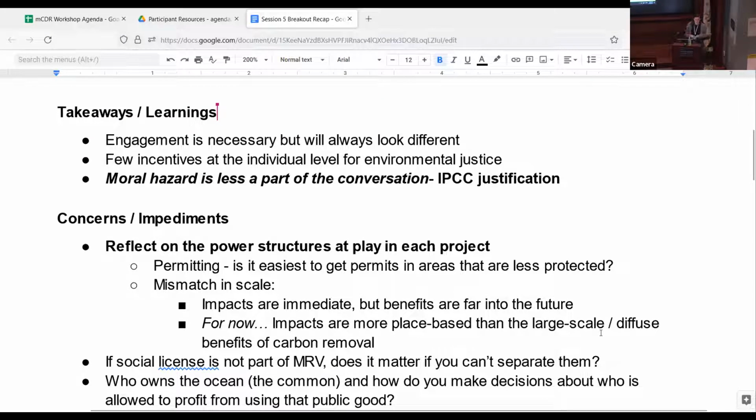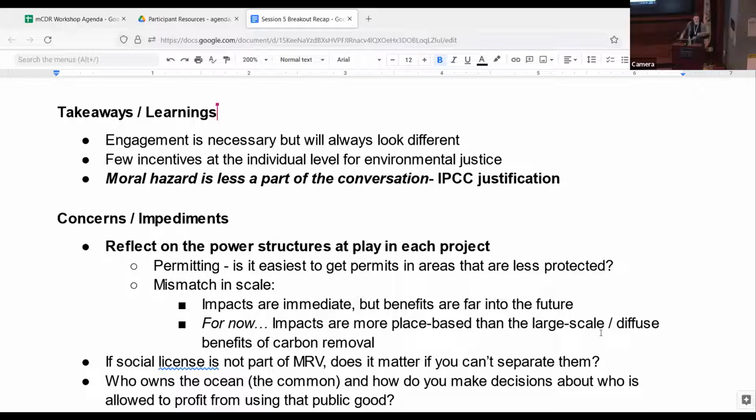As for takeaways and learnings, I think one of the most important takeaways is that engagement with communities is necessary, but is going to look different depending on where you are. Whether you're in a coastal community or in an inland community, or talking with an indigenous community, there is going to be some difference in engagement and education that will lead to interactions and relationships with those communities.